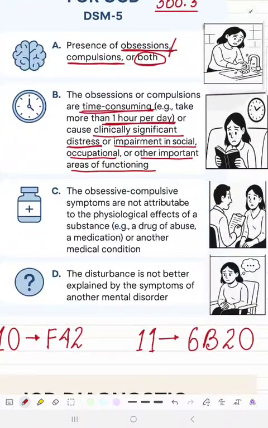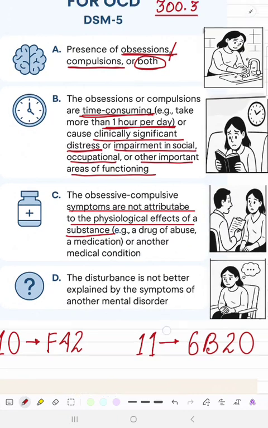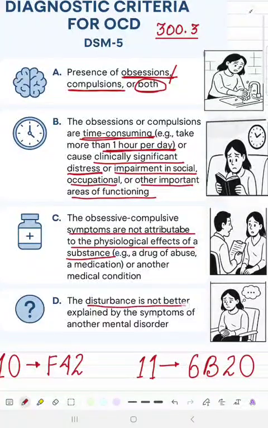Now the third criterion is that these symptoms should not be attributable to the physiological effect of any substance or medication. So the doctor will take a history: are you taking any substance, any drug of abuse, or medication for a longer period of time, or do you have any other medical condition which could result in these kinds of obsessions and compulsions. And the last and most important criterion is that these symptoms should not be better explained by the symptoms of any other mental disorder. So the symptoms should be characteristically of OCD and not any other mental disorder.